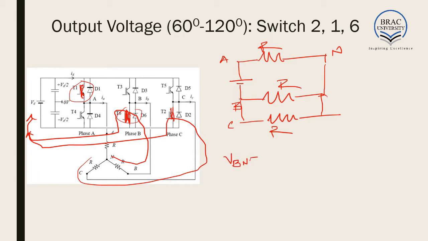So here we can see VBN is equal to VCN, and the calculation is similar to the calculation that we had, but the current flows in this direction. You will have minus VDC by 3, and VAN would be 2 VDC by 3. The calculation of resistance is similar to the calculation we had from 0 to 60 degree.